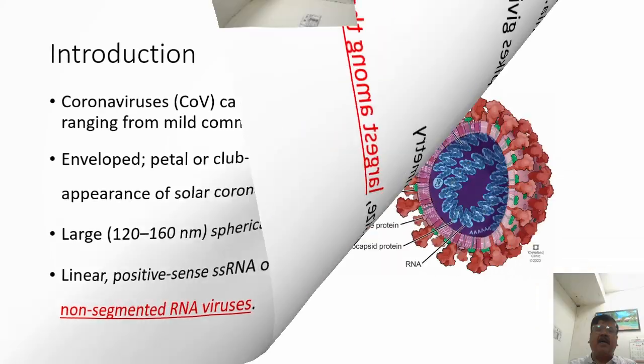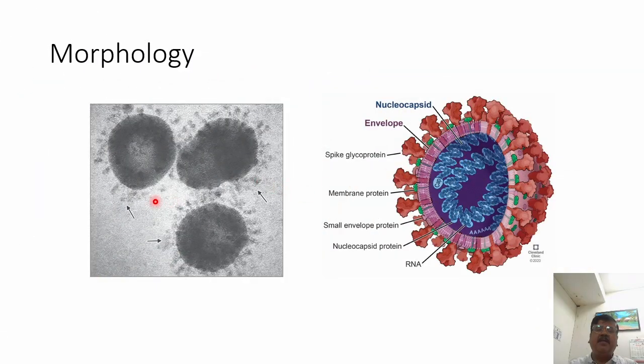You can see the electron microscopic structure and this is the diagrammatic representation. In the center is the nucleocapsid, showing helical symmetry. Then this is the envelope and there is the spike glycoprotein. In between, the purple color is the membrane protein. Then the small envelope protein, nucleocapsid protein, and RNA. All these are the structures in the morphology.